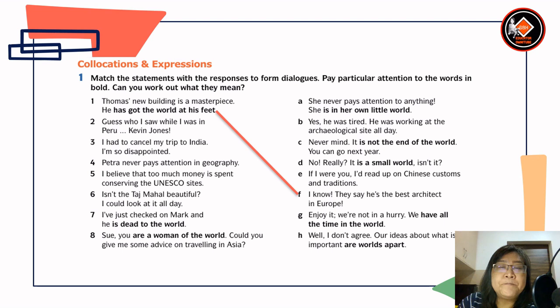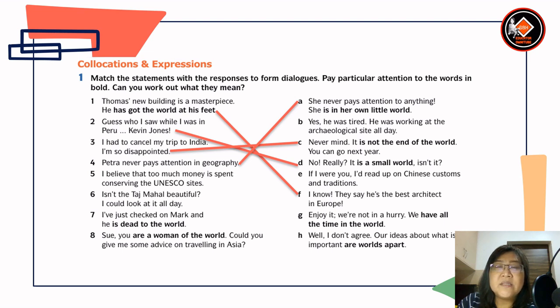Kevin Jones. So the next dialogue or the response is, no, really? It is a small world, isn't it? So number 3, I had to cancel my trip to India. I'm so disappointed. Response, never mind, it is not the end of the world. You can go next year. Petra never pays attention in geography.